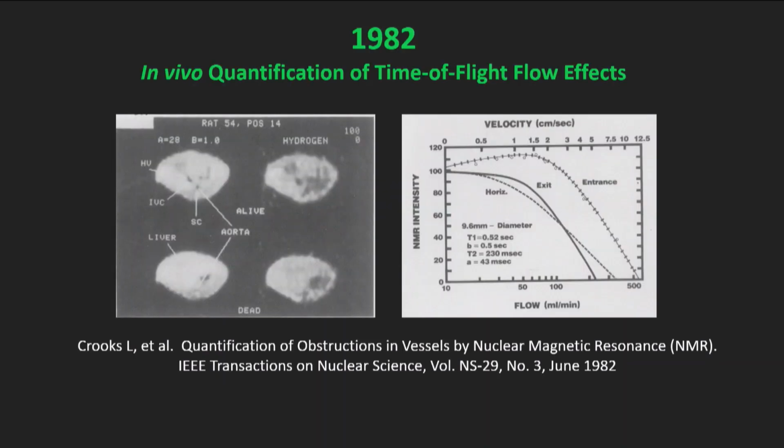Time-of-flight MRA, probably we can date back even to the 1950s, but I would say one of the most important contributions was Larry Crooks' paper in 1982, where he showed that there's a quantitative relationship between flow velocity and MR signal based on entry and exit effects, which is the basis for time-of-flight angiography. So not too impressive, the imaging there. I think he had a live mouse and a dead mouse, but given the technology of the time, it was pretty impressive.